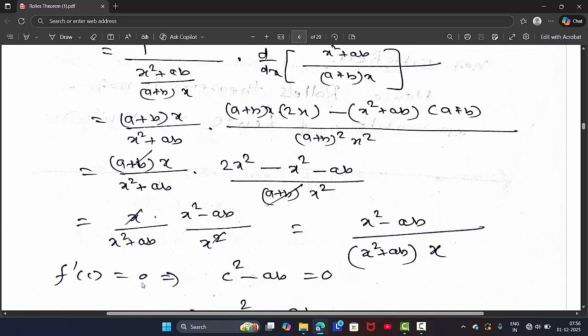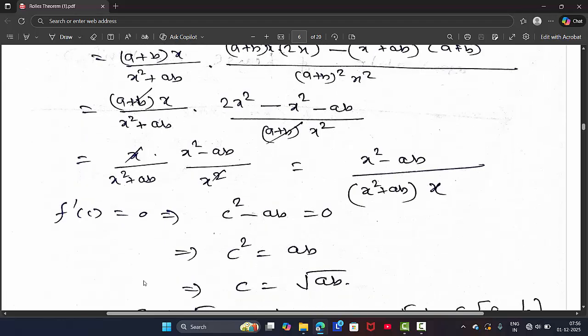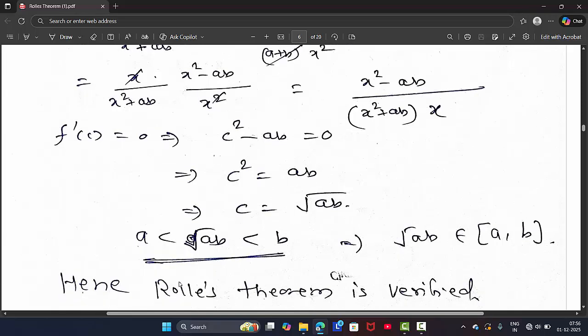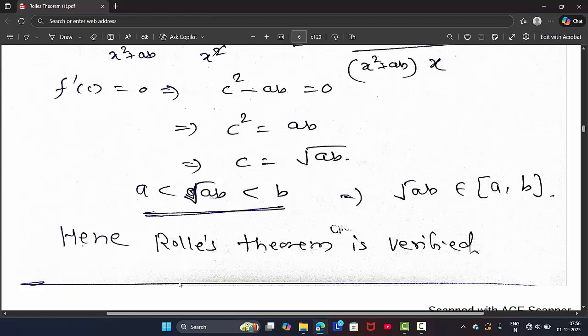Now f dash c equal to 0. This implies that c square minus ab equal to 0, c square equal to ab, which implies that c equal to square root of ab, plus minus both, but plus root ab belongs to (a, b) because a is less than root of ab is less than b. That's why Rolle's theorem is verified.